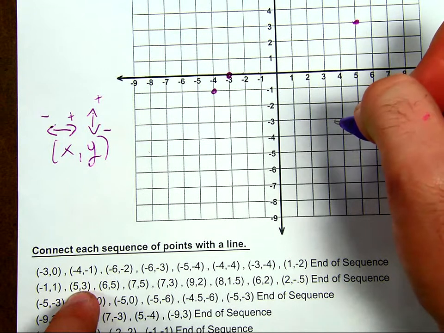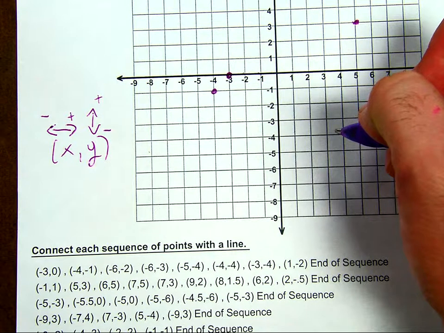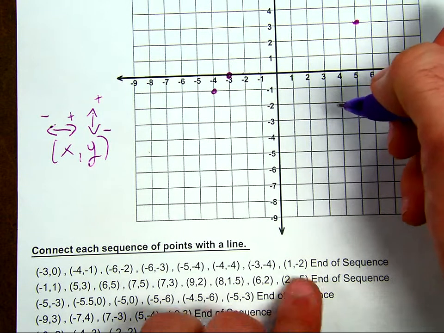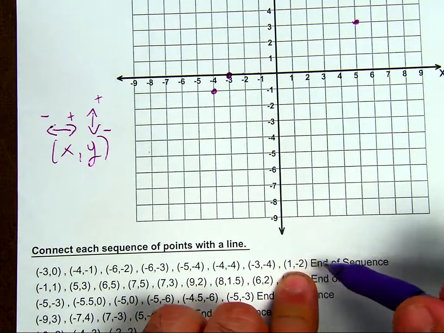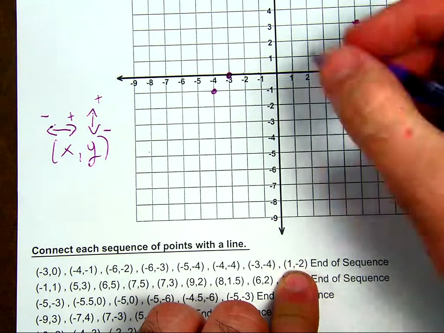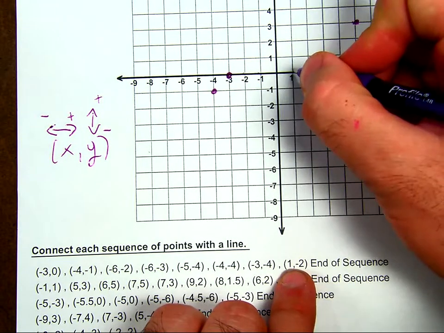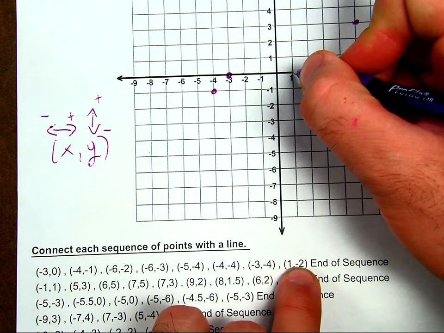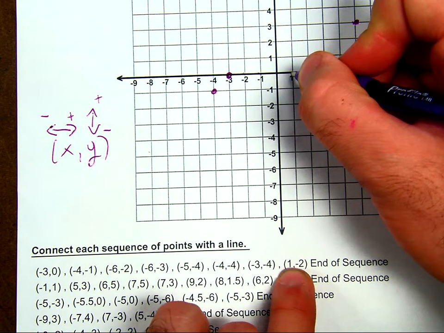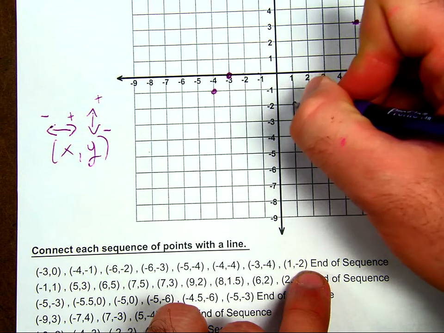What about some ones that have some combinations of negatives and positives? Those ones get a little tricky sometimes. Here at the end, I have 1, negative 2. So to do that, I go to the right 1, and then negative 2. So that's going to be down 2. So I go right 1, then down 2.